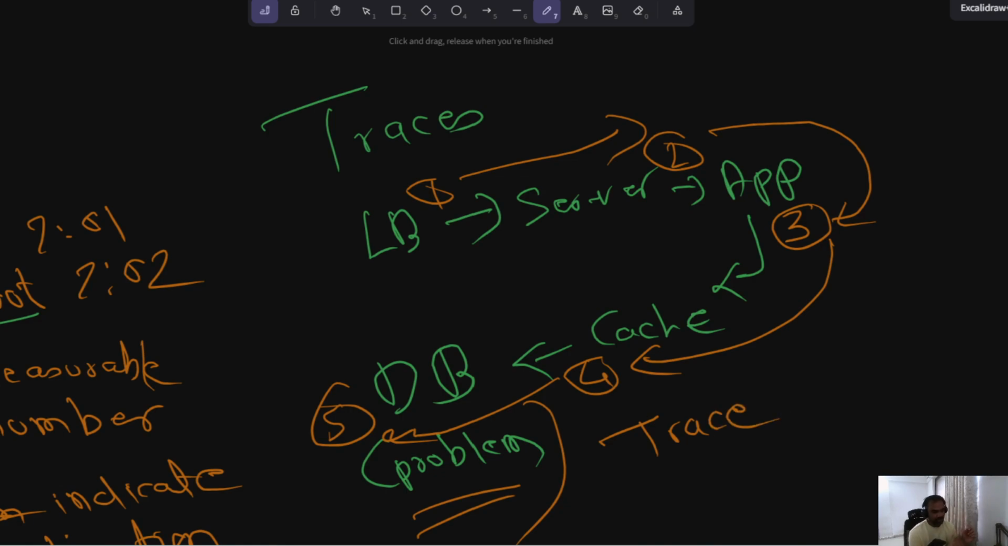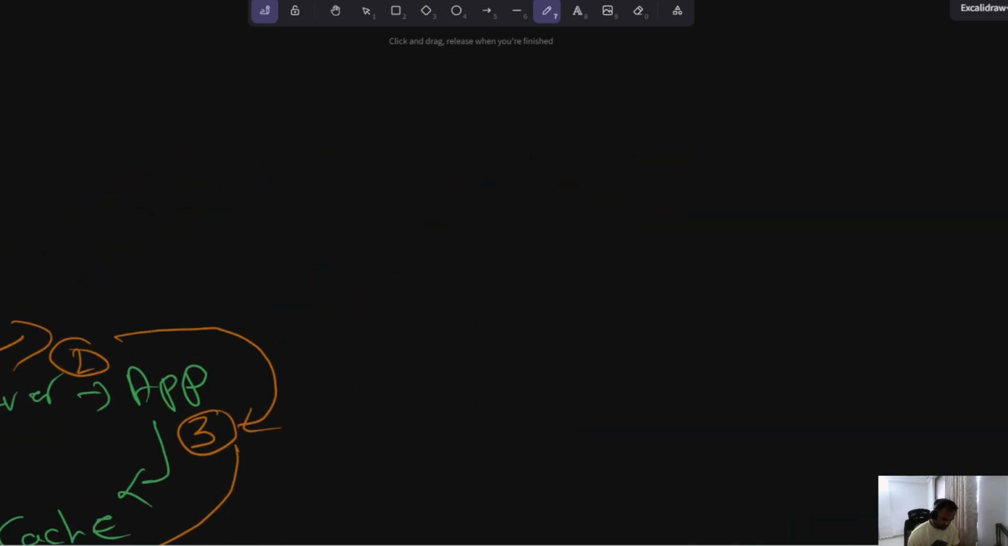So a trace links an entire journey of a request through your entire services. In the olden days, the request would be simple: we have one server where the application is running, and the database is running on a different server. So the request is basically from the user to the server to the database. That's it.